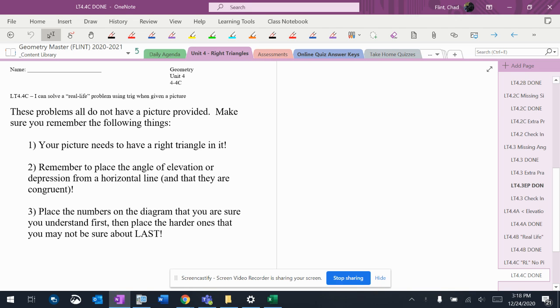So now we'll take a step into doing some of these problems where they do not have a picture already drawn for them. The main thing to remember is your picture has to have a right triangle. The only way any of this stuff works is if you have a right triangle in the picture.